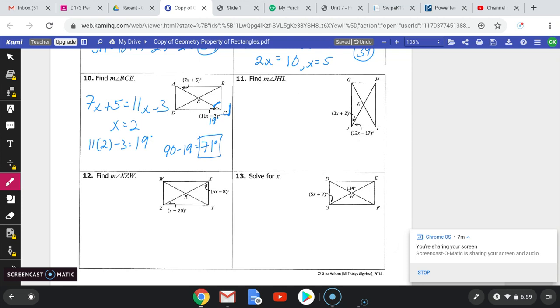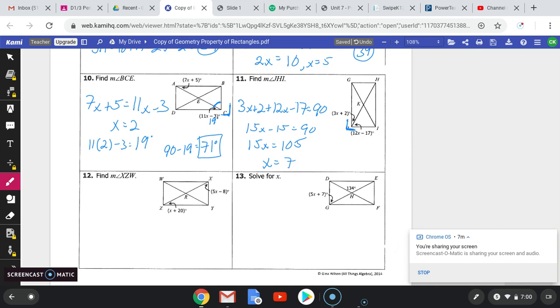For the next one, based on the x's that they gave us here, these two angles are next to each other. They're right at the same corner. And what do we know about the corner of a rectangle? The 90 degrees. So we're going to just add them together and set it equal to 90 degrees. So you just combine my terms. I got 15x minus 15 equals 90. We're going to add 15. 15x equals 105. And then I'm going to divide by 15, and I'm going to get 7.